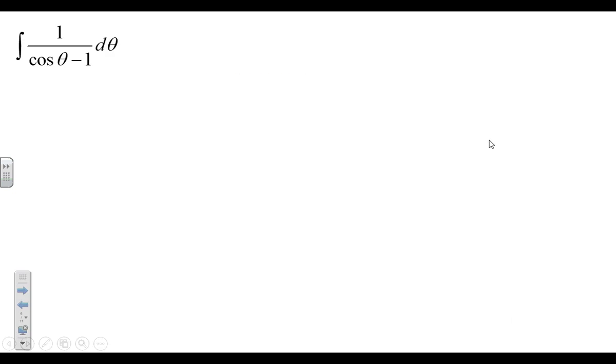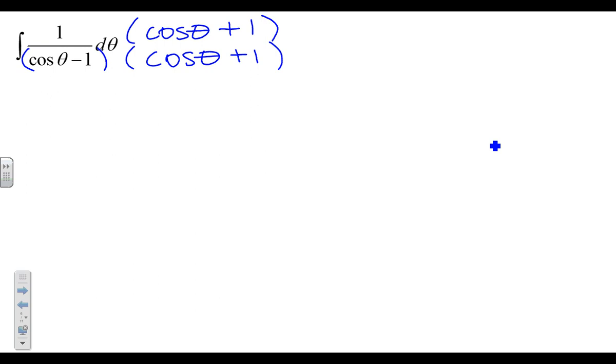Okay. So, trig identities will help us, but do we have a trig identity for cosine theta minus 1? No. What do we have a trig identity for? Cosine squared theta minus 1. So, the Pythagorean conjugate of cosine theta minus 1 is cosine theta plus 1. That's what that's called. Conjugates.